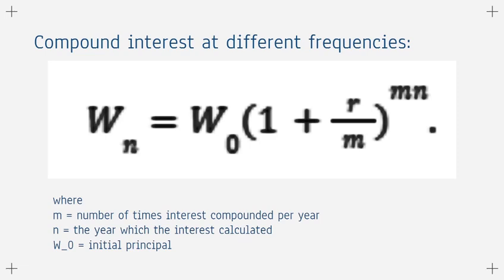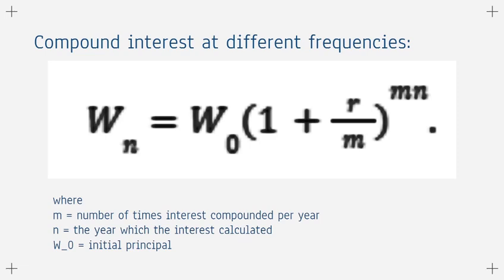In this formula, m represents the number of times interest is compounded per year. n represents the years over which the interest is calculated. The term R per m represents the interest rate per compounding period. The entire expression, 1 plus R per m to the power of mn, captures the compounding effect, showcasing how the initial principal, W0, grows after the first interest period when compounded m times annually.